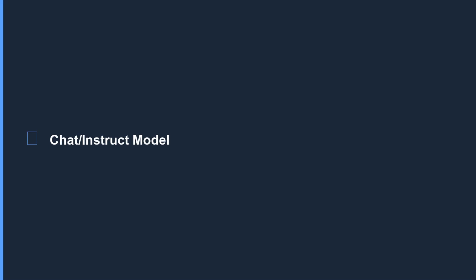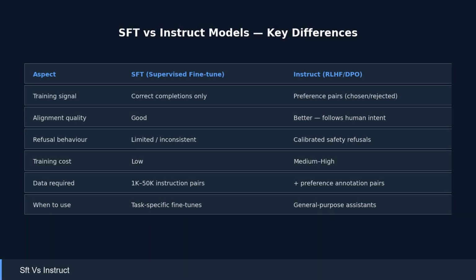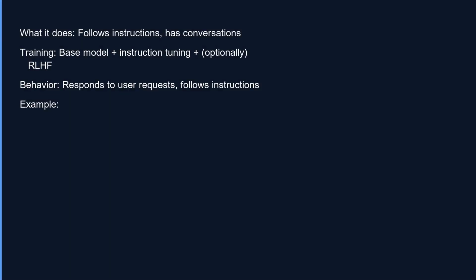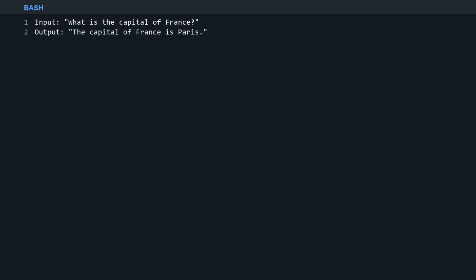Let's now look at the chat instruct model. Here we can see the SFT versus instruct. What it does: follows instructions, has conversations. Training: base model, plus instruction tuning, plus, optionally, RLHF. Behavior: responds to user requests, follows instructions. Example. Here's the bash code for this section, starting with the input: What is the capital of France?